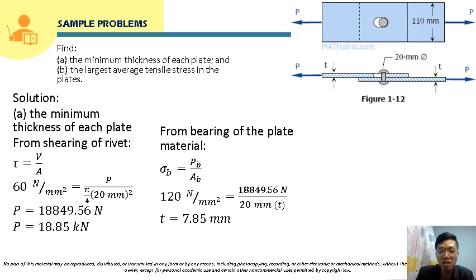So the unit here is millimeter. You have to be consistent with the units. Okay, so that will be millimeter here. This is the minimum thickness for each plate. This is the required thickness.